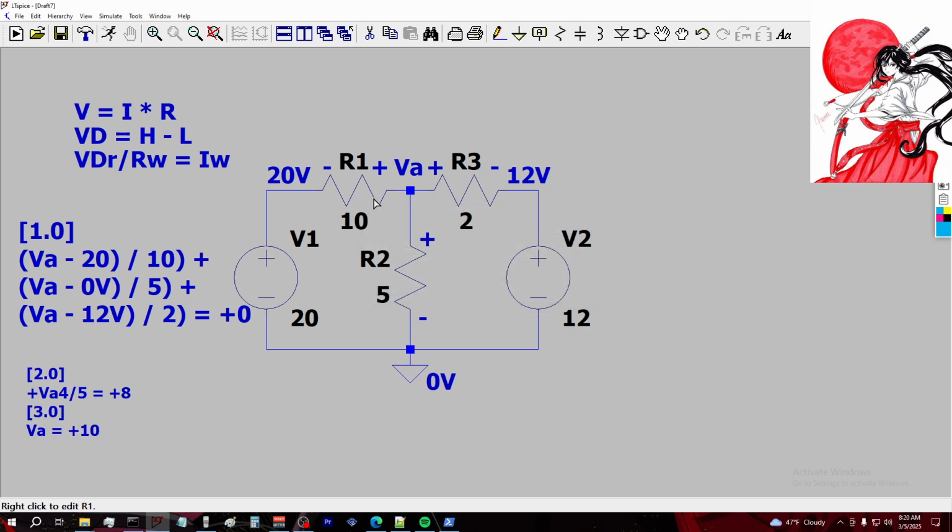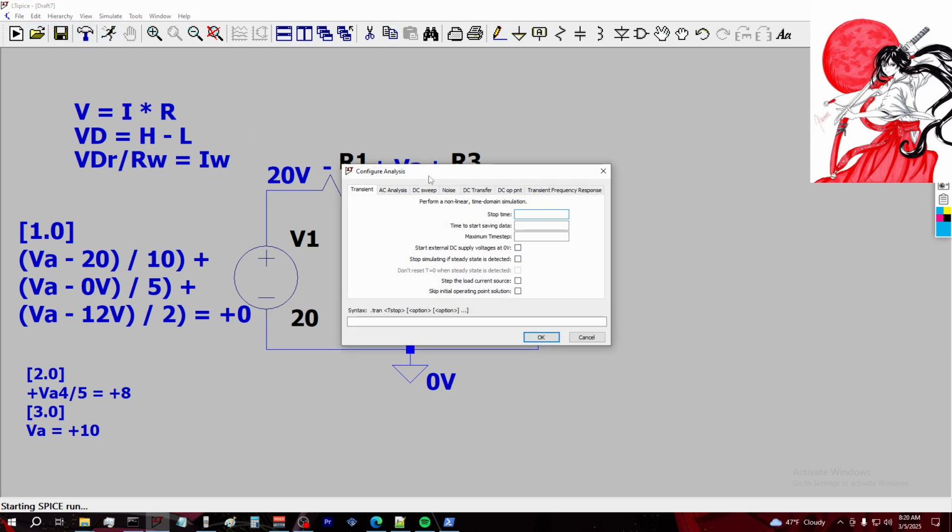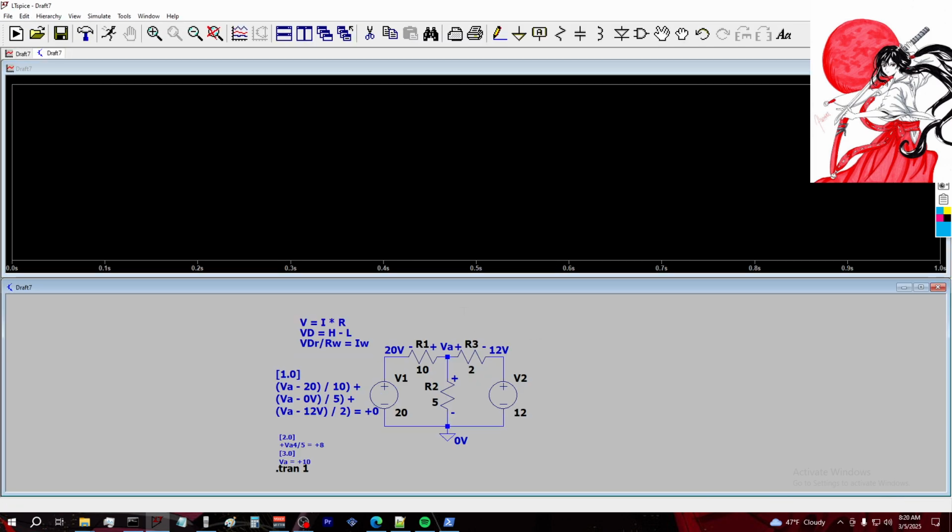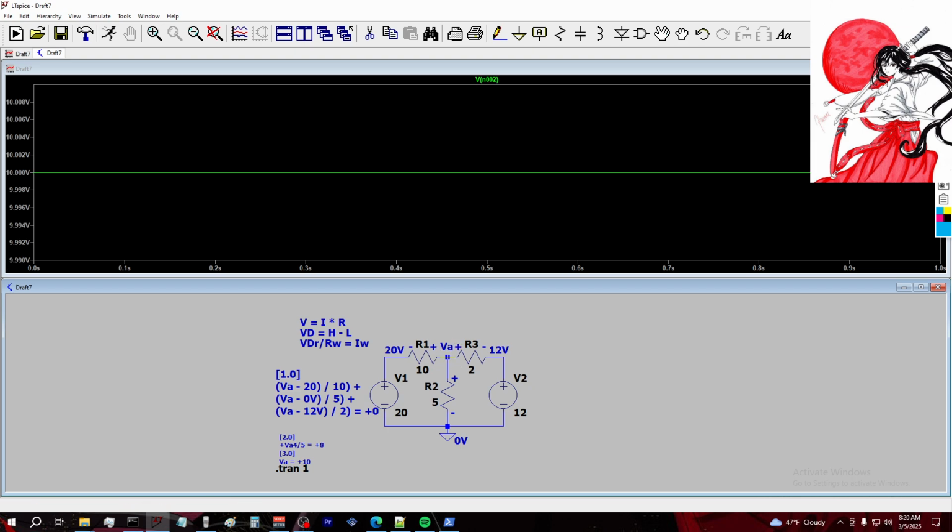So VA equals positive 10. That's what we think VA equals, so let's see if that's actually true. We're going to run a simulation. All right, here we go. Okay, and yep, VA is equal to 10. We did our math correctly. And that is our first nodal analysis problem that we have completed.